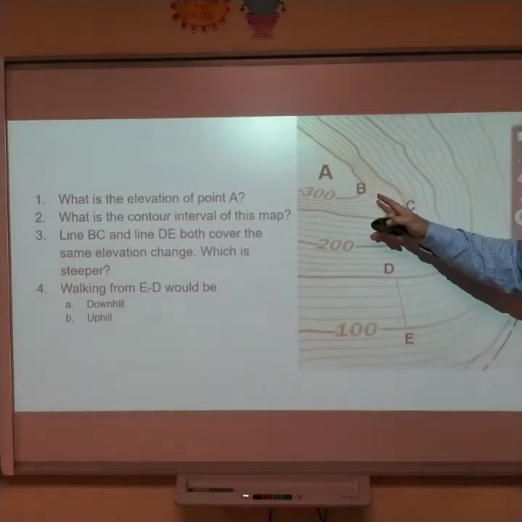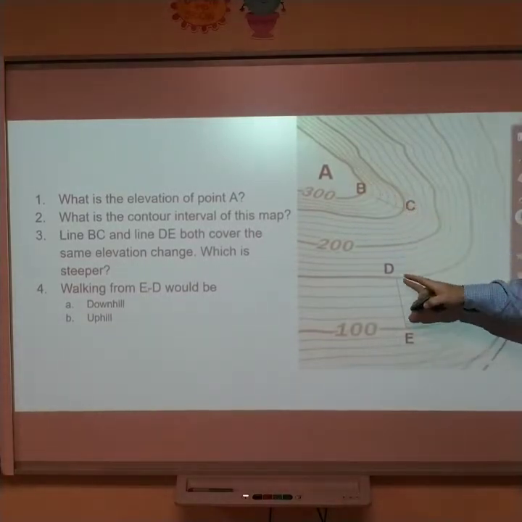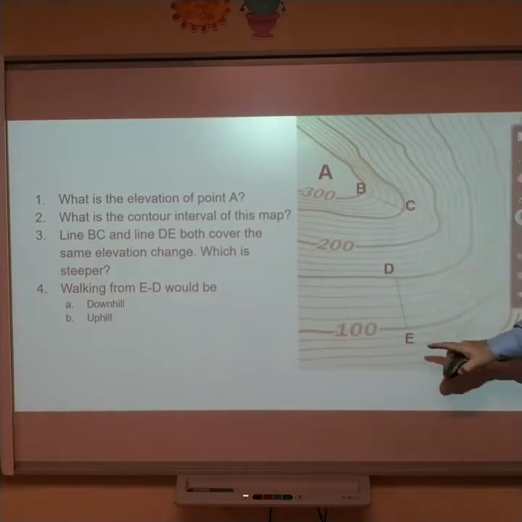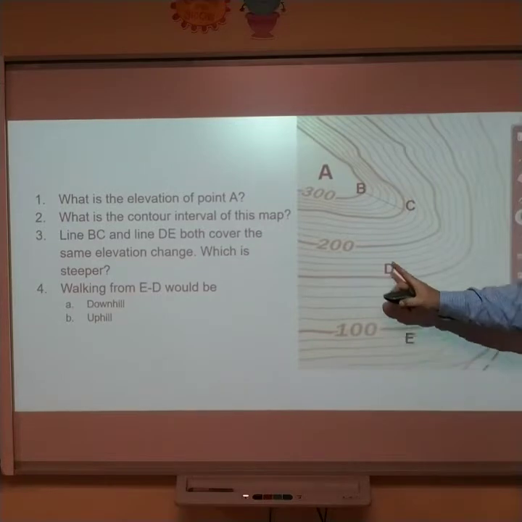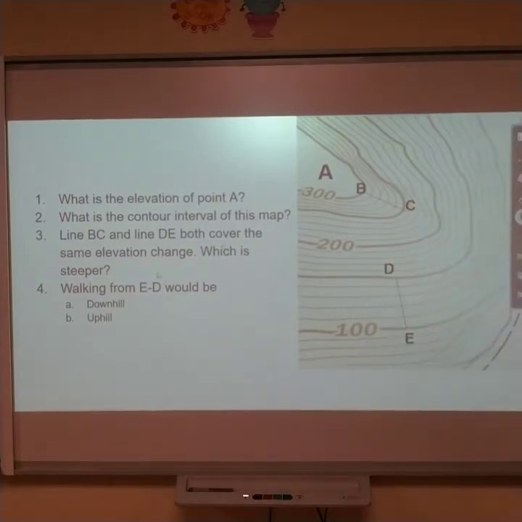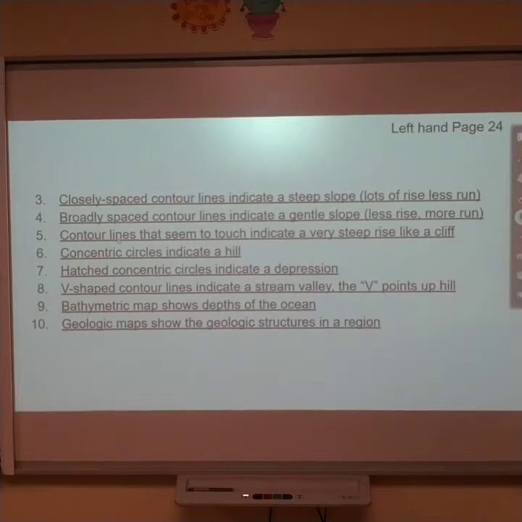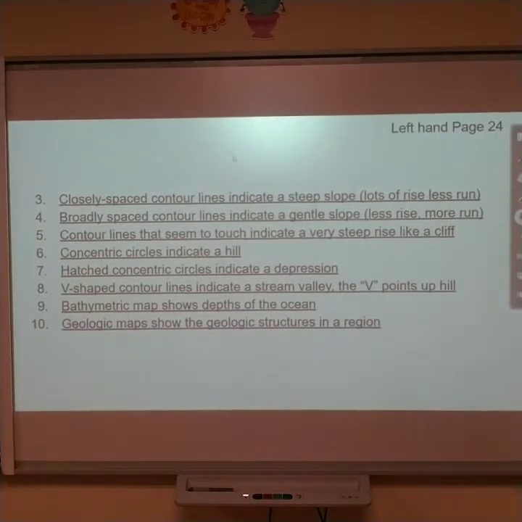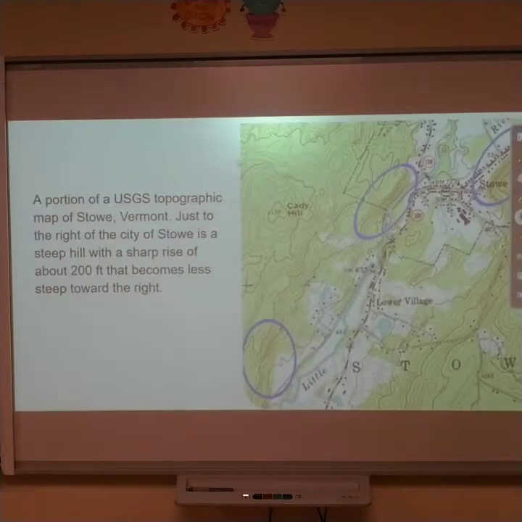If we look at BC, these lines are very close together. These are farther apart, so this is more steep. Walking from E to D, you are going uphill because the elevation is increasing. All right, and then you should have these notes. So if you need to pause the video, you can pause the video and get those.